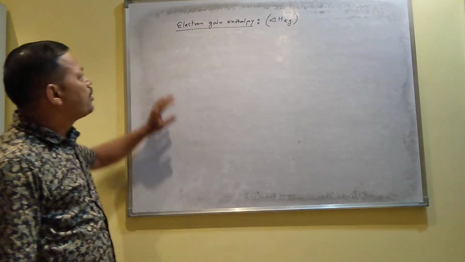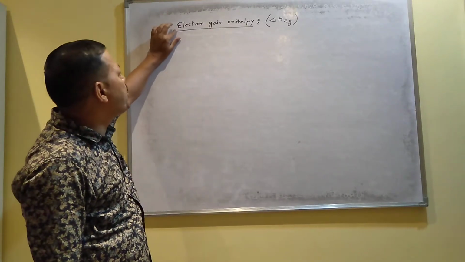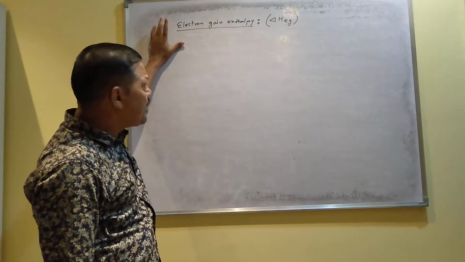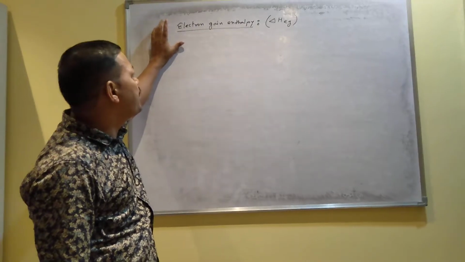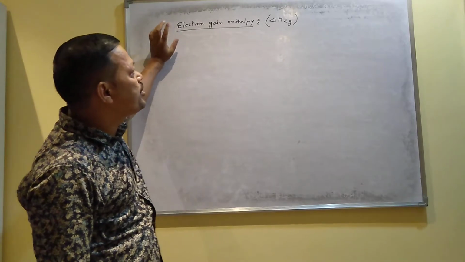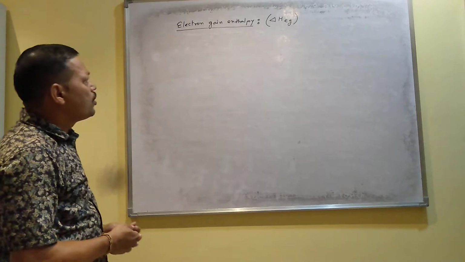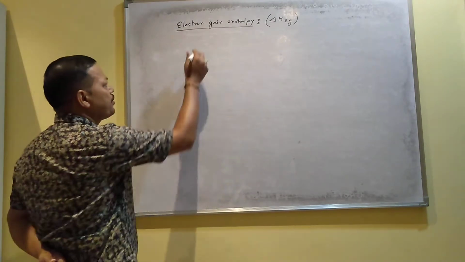Good morning, students. This is another periodic property of elements, electron gain enthalpy. In last class we have done ionization enthalpy, and this is electron gain enthalpy, which is represented by the symbol delta Hg. Now what is electron gain enthalpy?